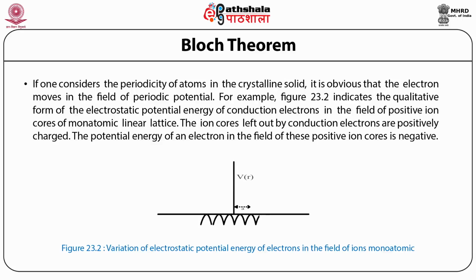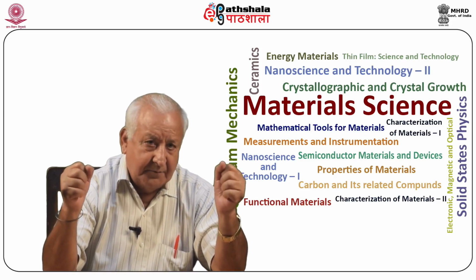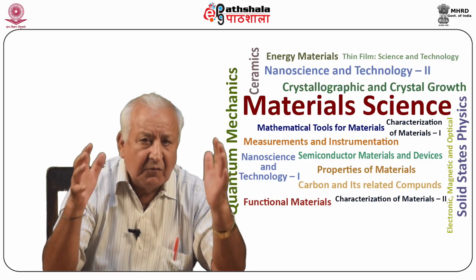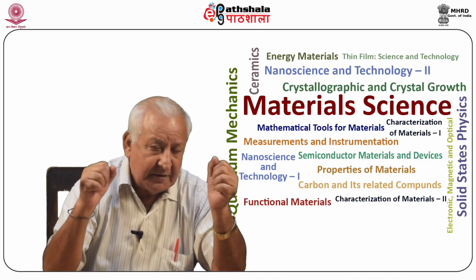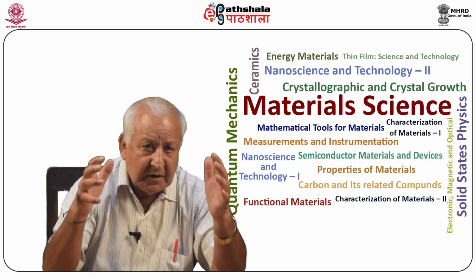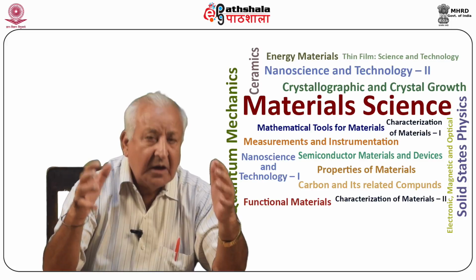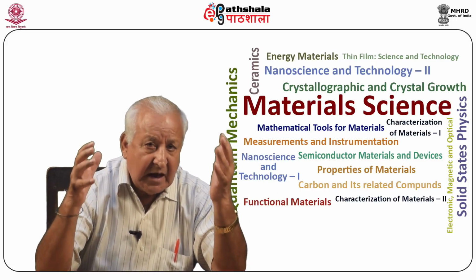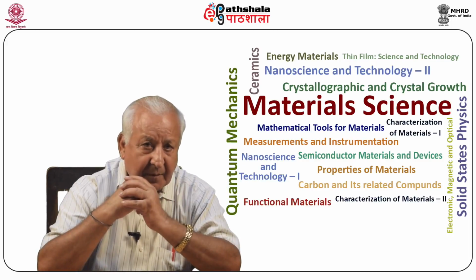The ion cores left out by conduction electrons are positively charged. The potential energy of an electron in the field of these positive ion cores is negative. Kronig-Penney model. Here we consider the motion of electrons in a simple one-dimensional periodic potential and the Bloch theorem to understand the allowed and forbidden electronic energy bands in a one-dimensional lattice.